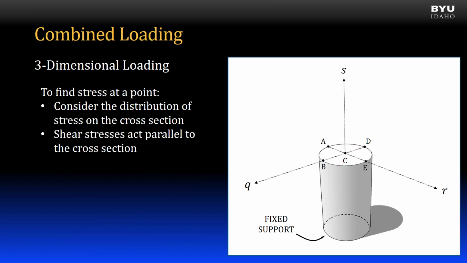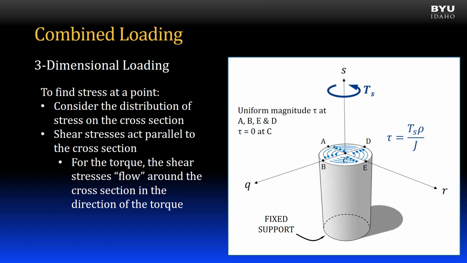Let's now look at the contributions to shear stress on the cross-section. All shear stresses are acting parallel to the cross-section. For the torque, the shear stresses appear to flow around the cross-section in the same direction as the torque. At point C in the center, the shear stress is 0, since the variable rho is 0. The shear stress will be largest at the edge of the cross-section, where rho is greatest.